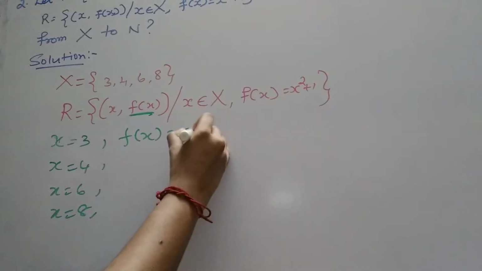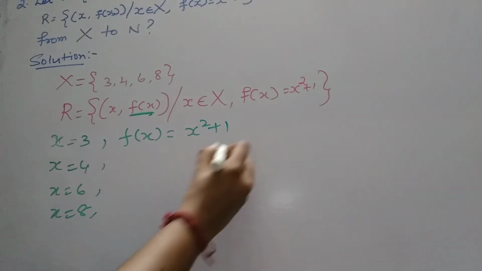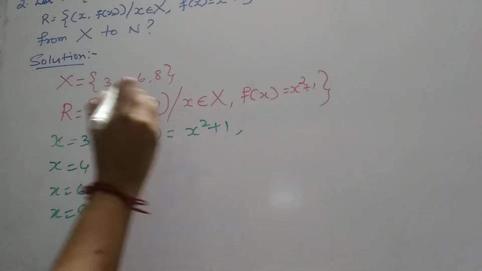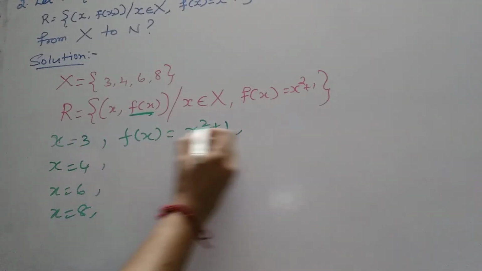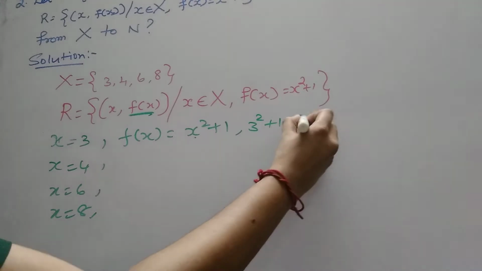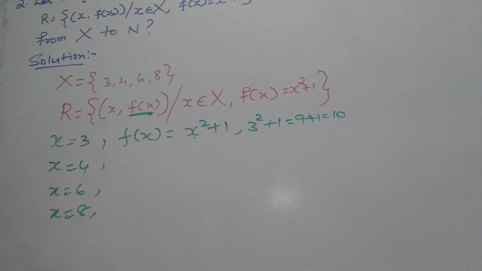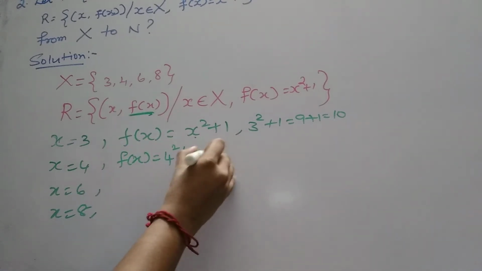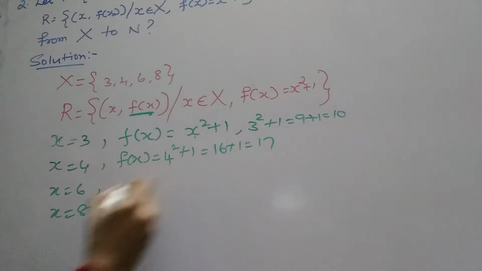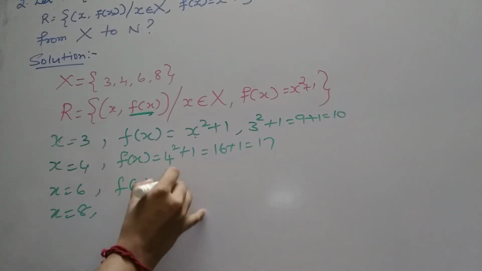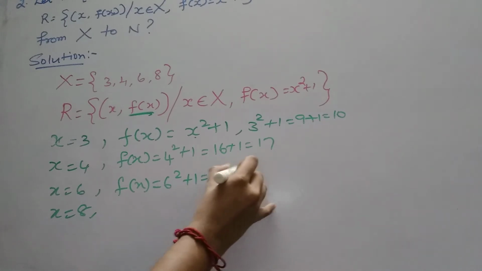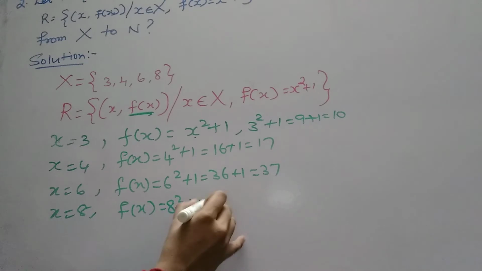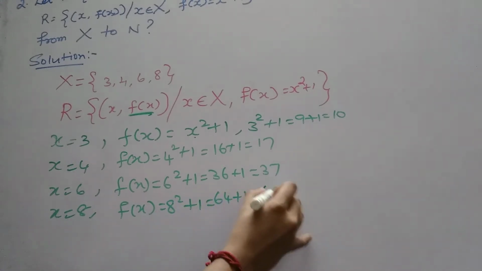What is the relation given? X square plus 1 is the statement given. For the statement, find the F of X. When X is 3, what is your F of X? 3 square plus 1, that is 9 plus 1, which is 10. Same way, X is 4, your F of X is 4 square plus 1, that is 16 plus 1, which is 17. X is 6, F of X is 6 square plus 1, that is 36 plus 1, which is 37. X is 8, F of X is 8 square plus 1, 64 plus 1, which is 65.